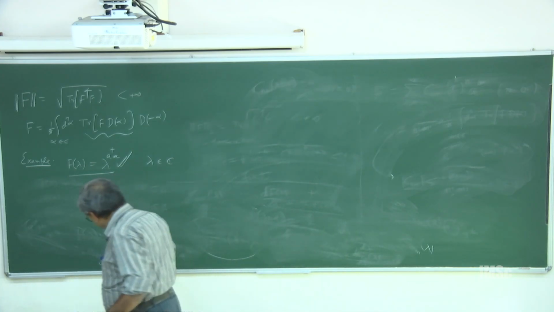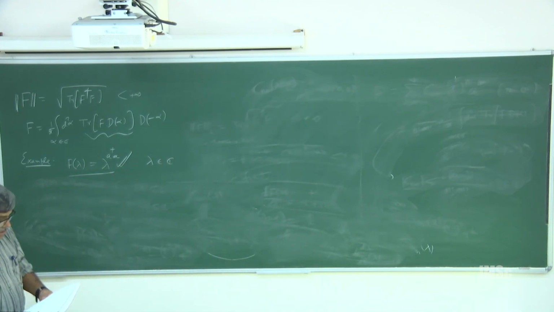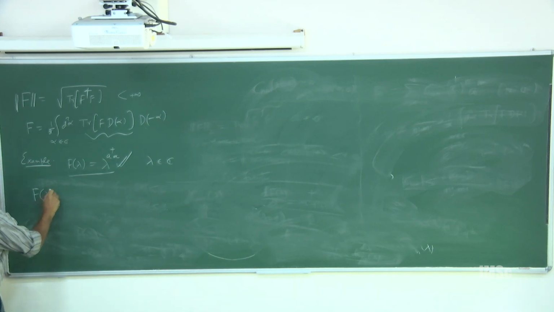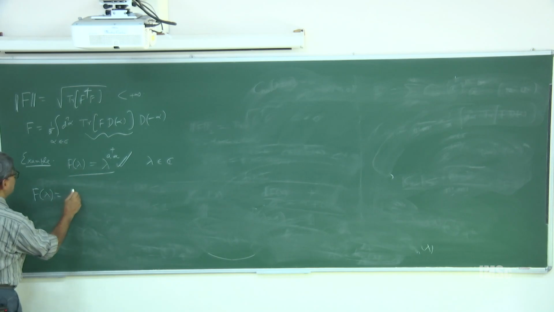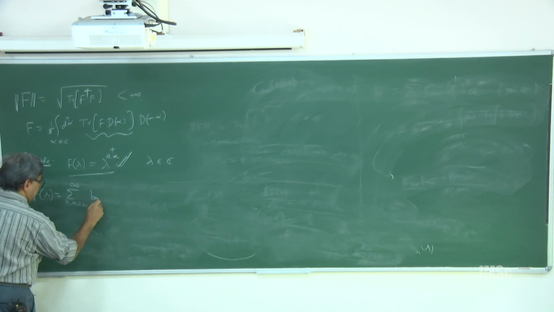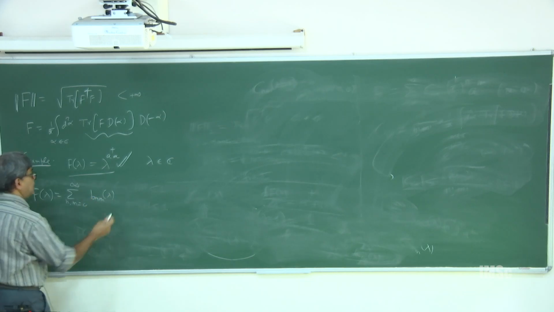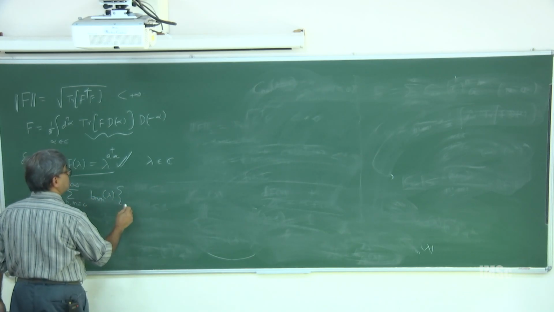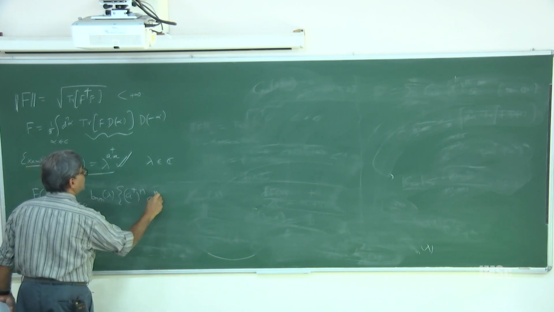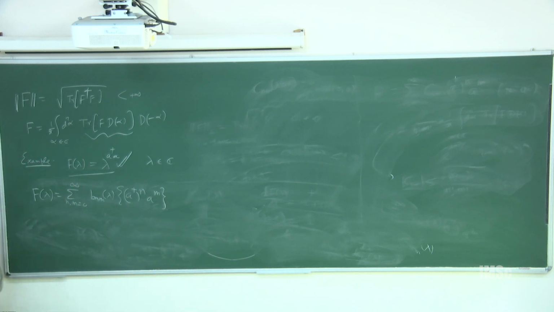So, what about the symmetrically ordered coefficient? What I am considering now is f(lambda), and this is not just for f(lambda), it is for any bounded f. So f = sum over n, m from 0 to infinity of b_nm(lambda) times the symmetric ordering of a dagger to the power n, a to the power m. Okay, this is the symmetric ordering.